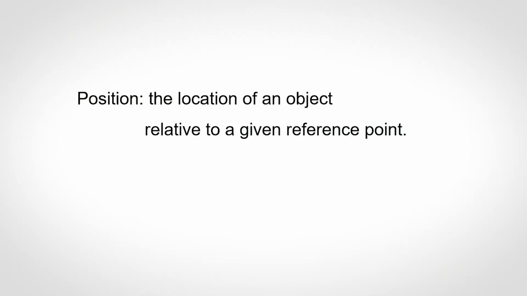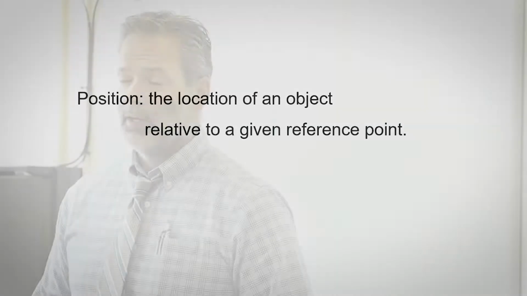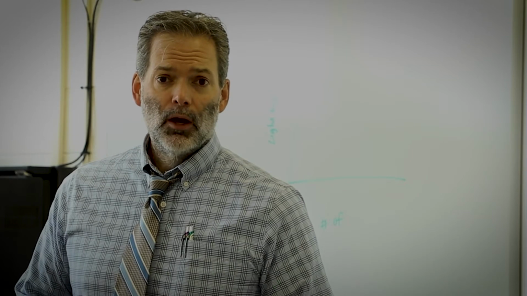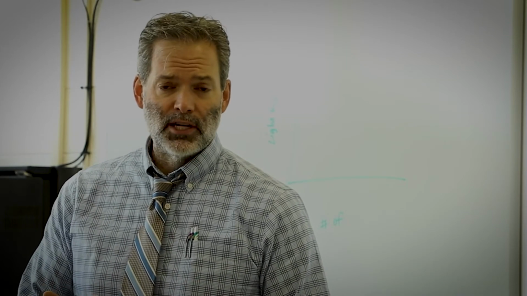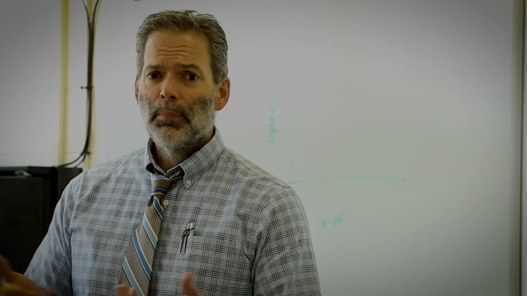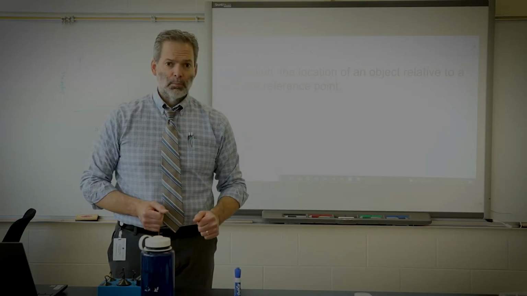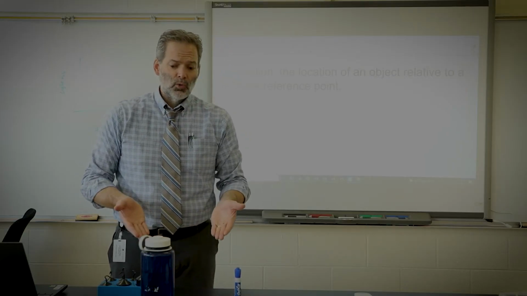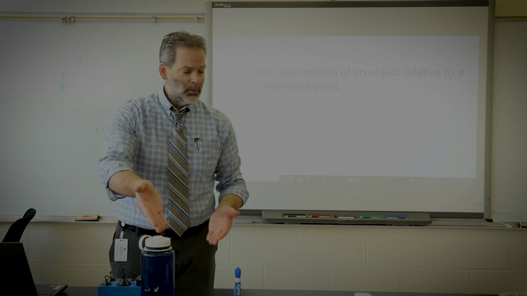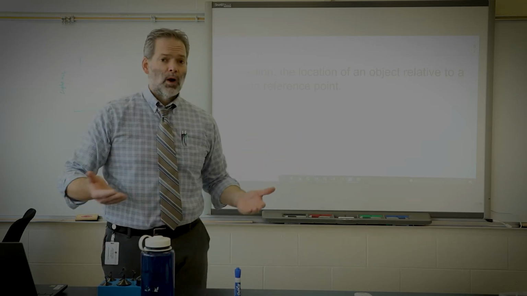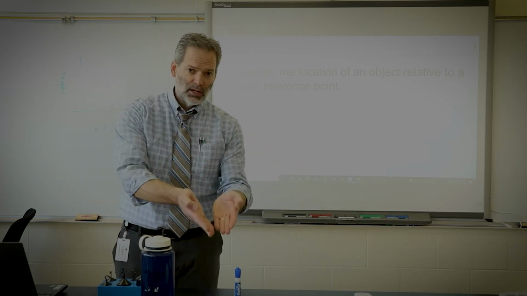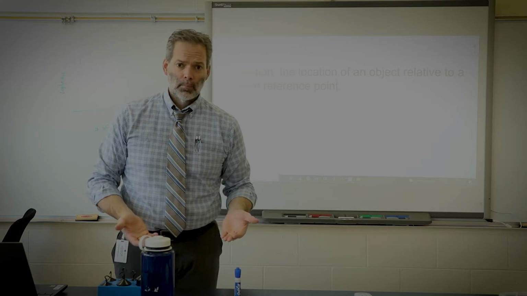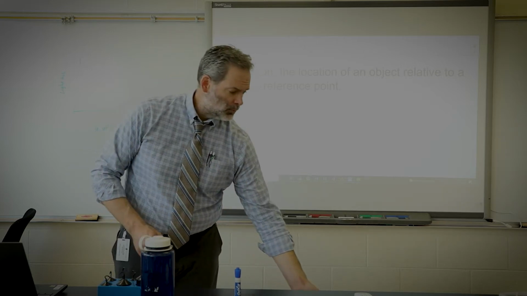Position is the location of an object relative to some reference point. A reference point is a fancy way of saying, where are you measuring from? Often we will measure from the 0, 0 on a Cartesian coordinate, but it could be anything. If I want to know the location of this blue marker, I have to say relative to where? To my computer, to my water bottle, to the screen behind me. Where am I measuring the location of this marker from?